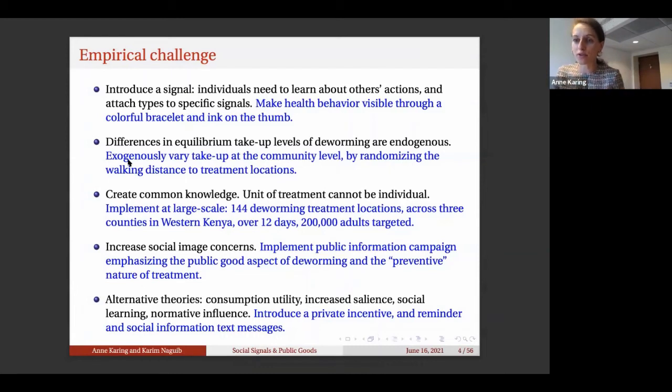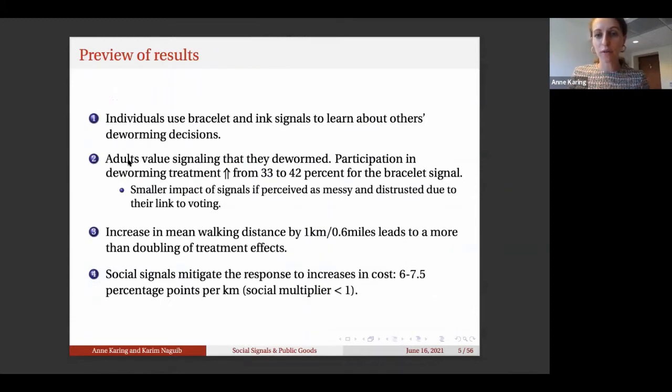Lastly as well, importantly to mention, we were concerned about bracelets, for example, also conferring a consumption utility, or generally speaking, by introducing an incentive for people to take up treatment to being normatively influenced, as they might infer from that the desirability of the action or the importance of the action. So in this paper, not only are we going to introduce two signaling incentives, but we're also going to have a private incentive that was made available for people if they were to come and take up deworming treatment.